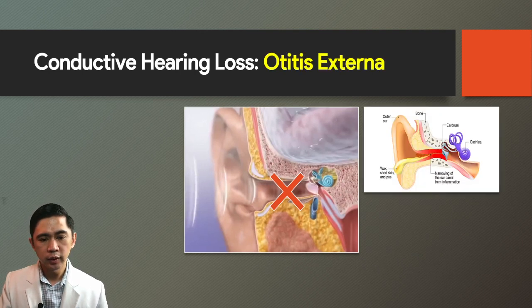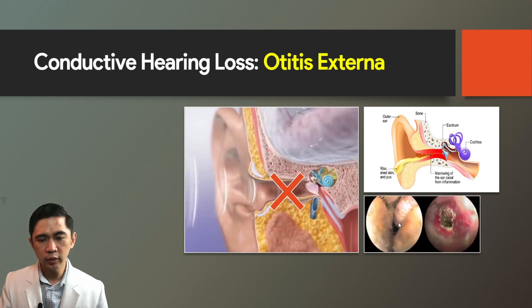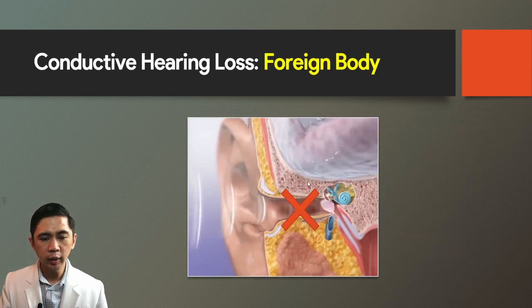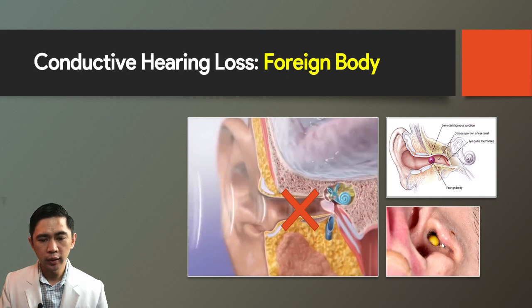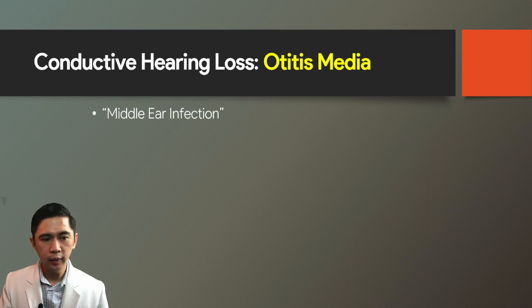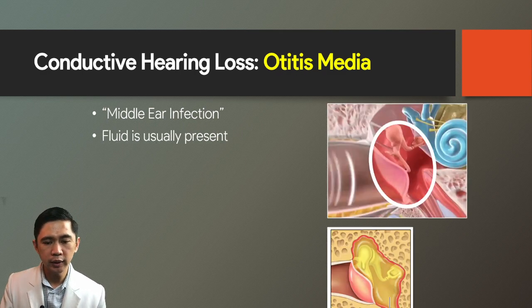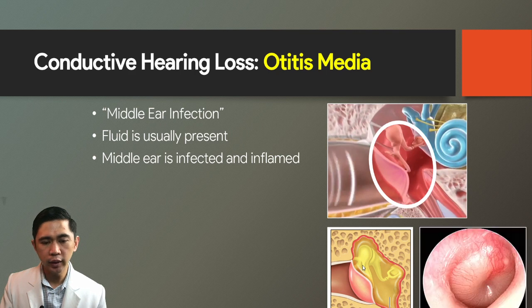Otitis externa, when the ear canal skin is so swollen because of infection, like this one, the propagation of sound waves cannot reach the eardrum effectively. Foreign body, just like a bead or a toy, of course, will block sound waves from entering. Otitis media, or what we call middle ear infection. Media, middle; otitis, inflammation of the ear. Fluid is usually present and the middle ear is infected and inflamed, such as this one.